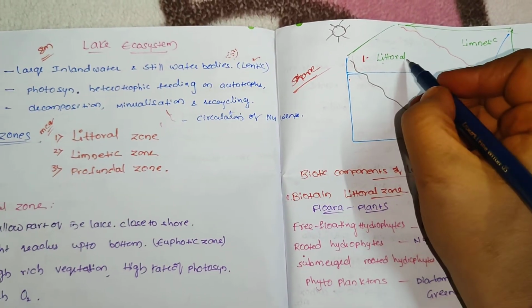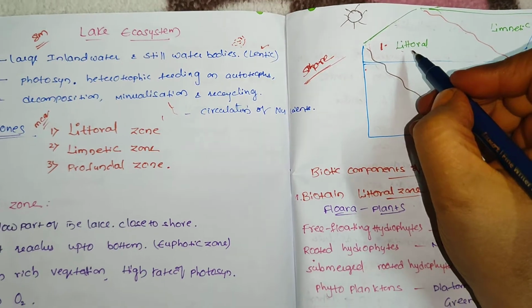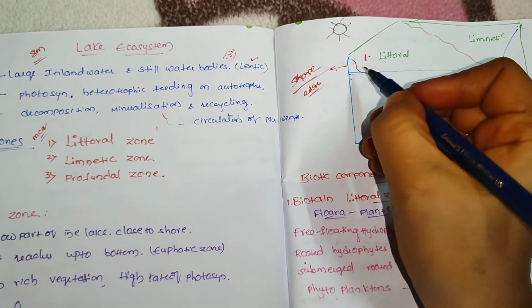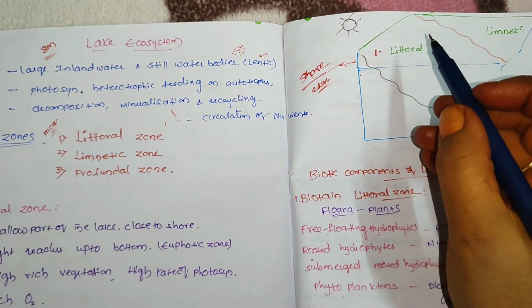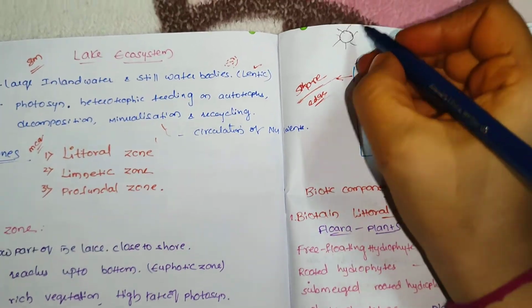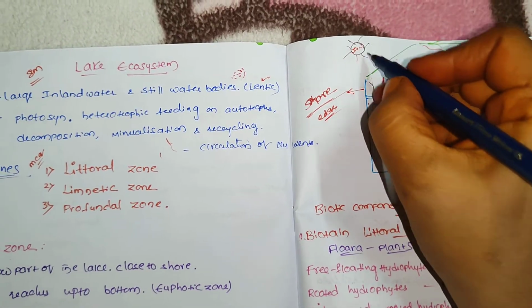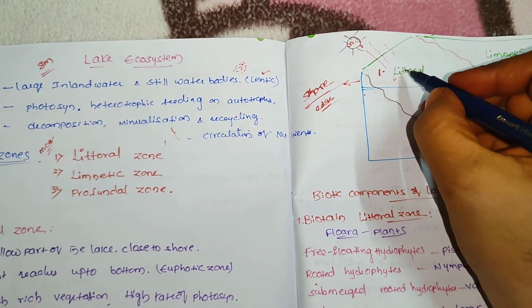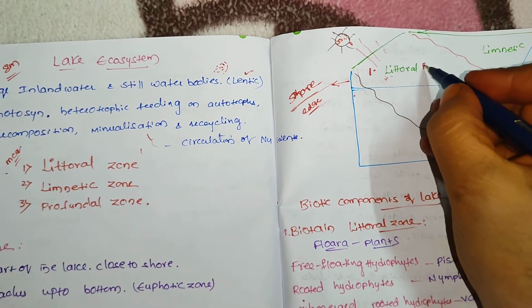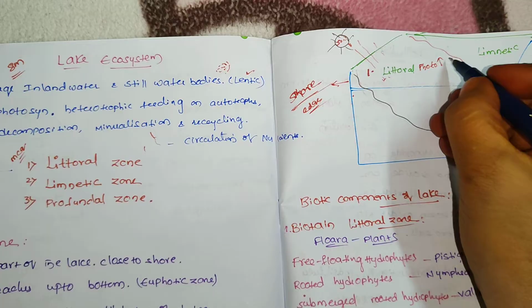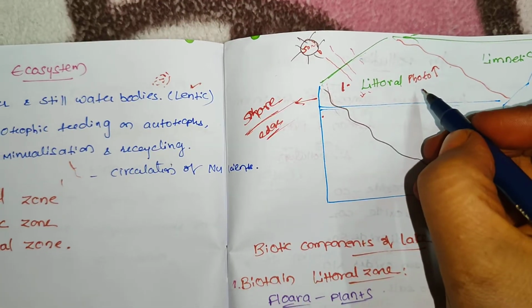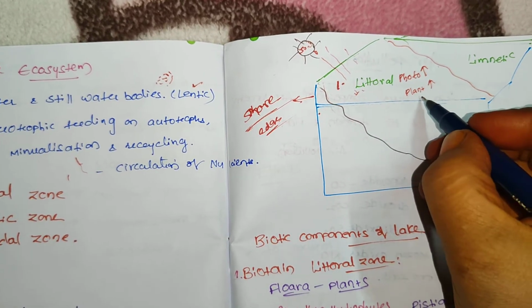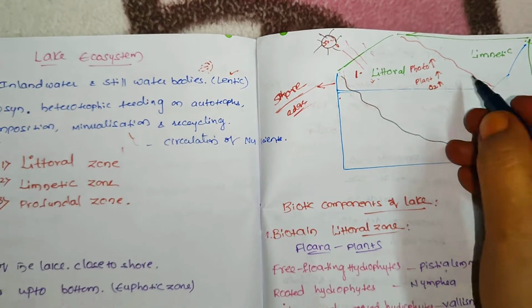First of all, the littoral zone. It is a part of the lake ecosystem that is very near to the shore. Shore means the edge of the lake. So the littoral zone is near to the shore. Here we have sunlight, and the sunlight reaches up to the bottom of this zone. That is why photosynthesis is high. There are a number of plants, and organisms can also survive. Rich oxygen is also present in this zone.